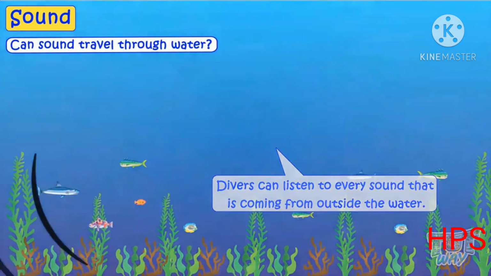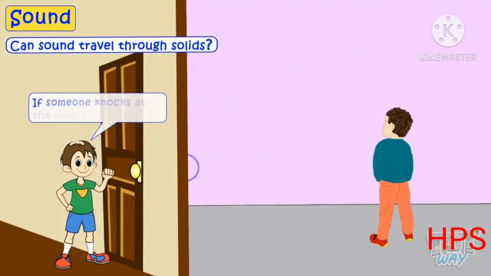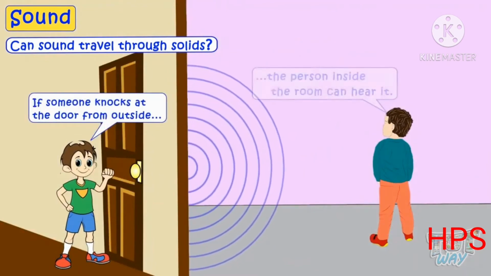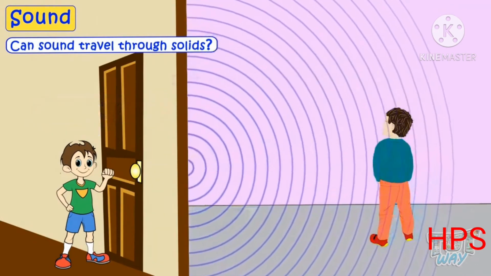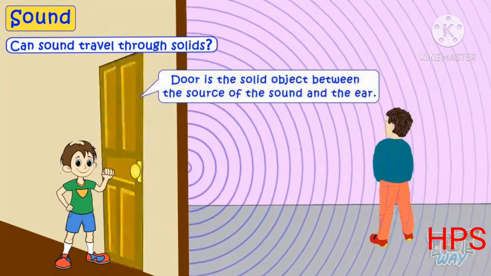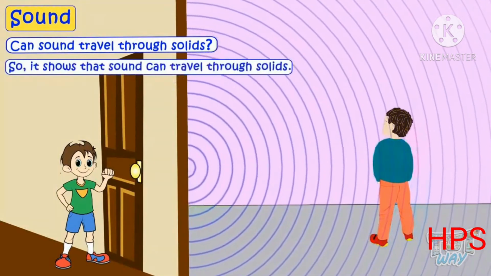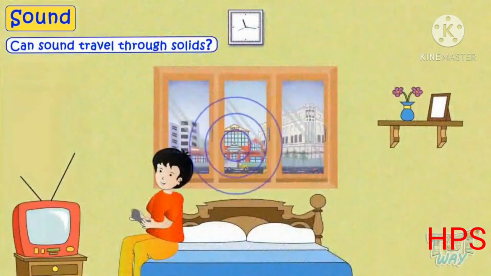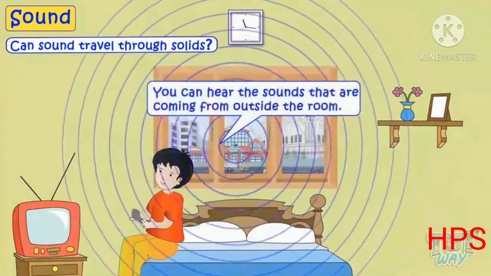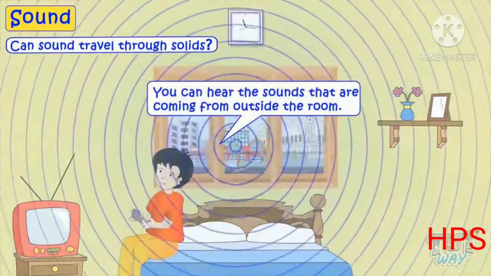Now, let's see if sound can travel through solids. If someone knocks at the door from outside, the person inside the room can listen, and there is a solid object, that is a door, between the source of the sound and the ear. So it shows that sound can travel through solids. If there is any loud noise outside the room, you can hear the sounds that are coming from outside the room. That shows sound can travel through solids.